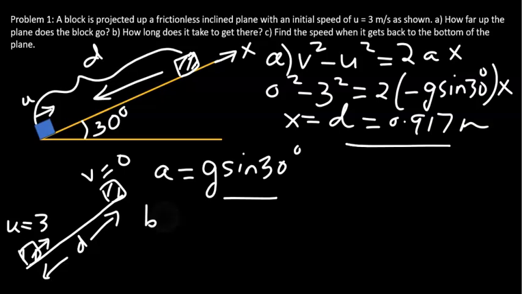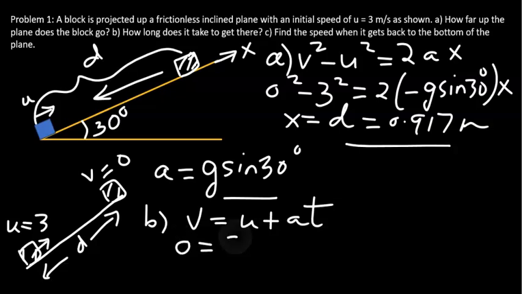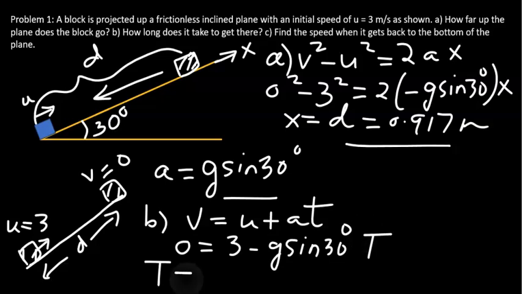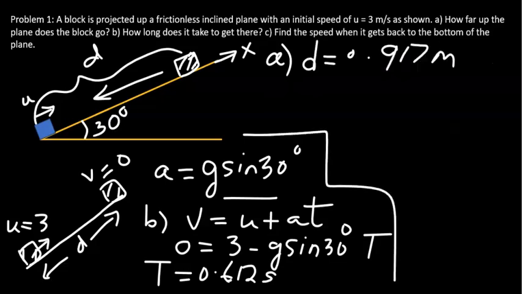Now part B, how long does it take to get there? We can use another equation of kinematics to solve for the time, that equation. So the final speed is 0, the initial speed is 3. Acceleration is minus g sine 30 degrees, and let's call the time capital T. And you can solve for capital T. And it's going to be 0.612 seconds.